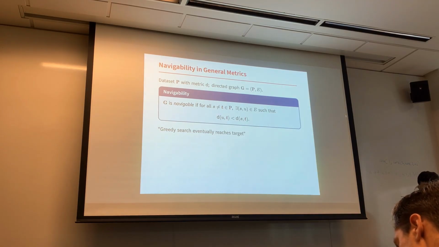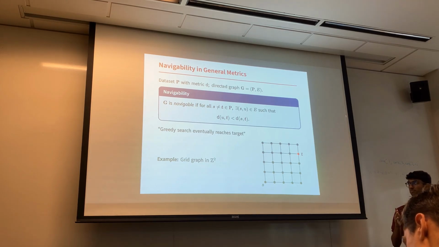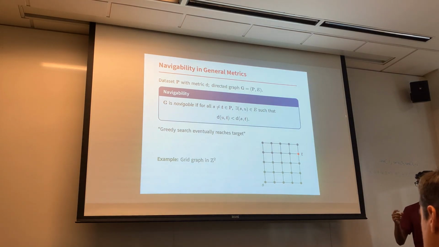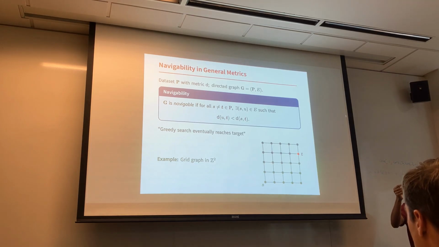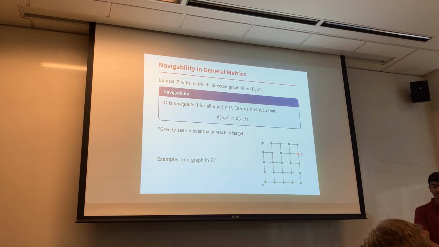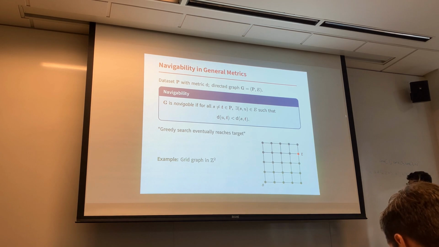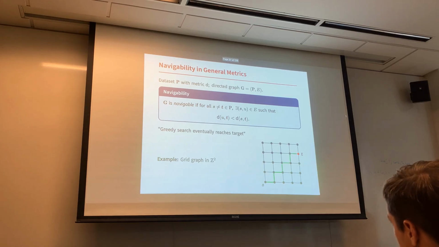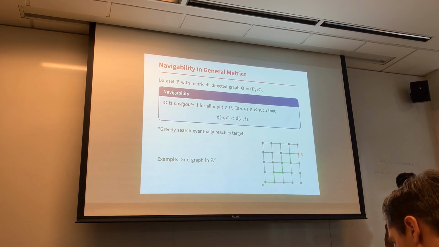Now, just to make sure we have an example of a navigable graph in mind, let's picture again the grid graph in 2 dimensions. This is a navigable graph because for any point S and T, I can always find an edge that moves me closer to T. In fact, usually there are 2 edges that move me closer to T. And if I imagine running a greedy search from S to T, I'll take this zigzag path, but I'll eventually converge to T, right? Because my graph is navigable. So navigability is this clean and local condition that ensures that our greedy search algorithm will always converge.